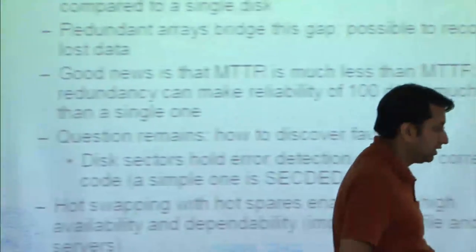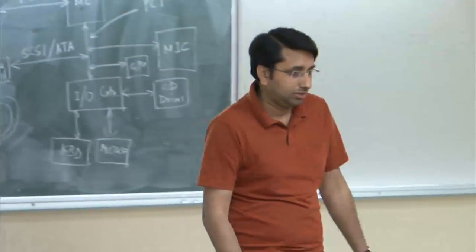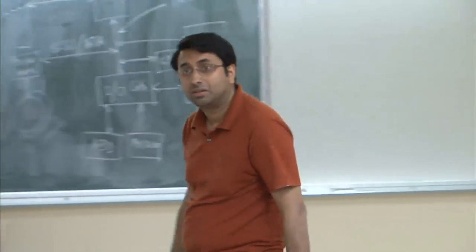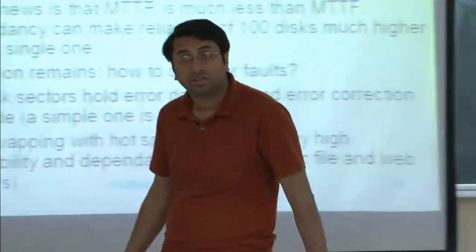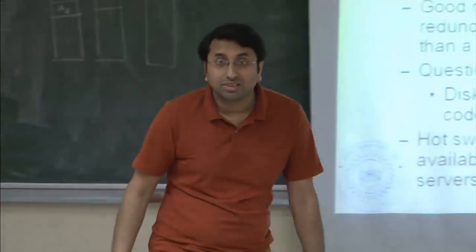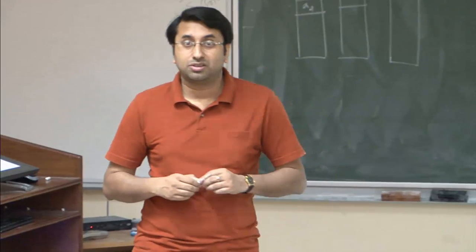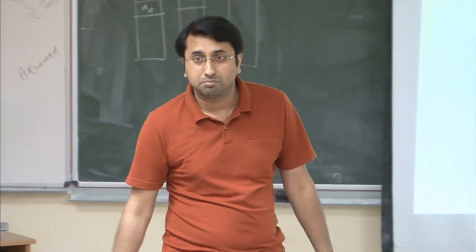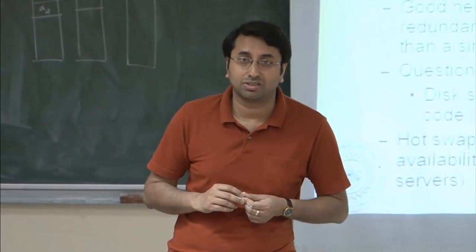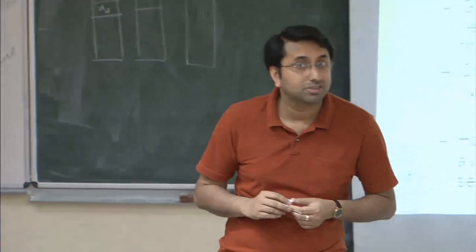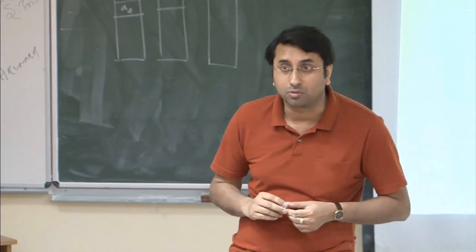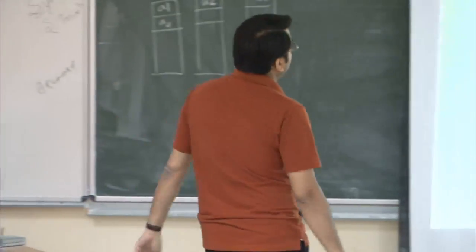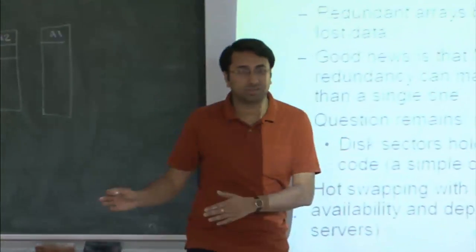If the probability of failure of a single disk is P, then what is it for n disks? P by n? What options do I have? P to the power of n. Is it smaller or larger? Smaller. Why? Because probability will be less than 1. Exactly. So as you raise it to a power, the value actually goes down.